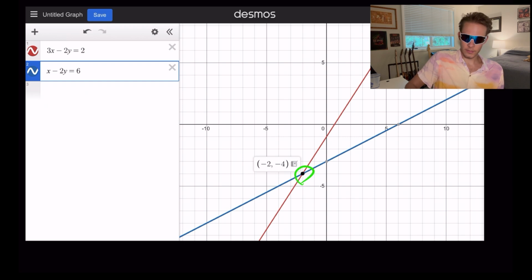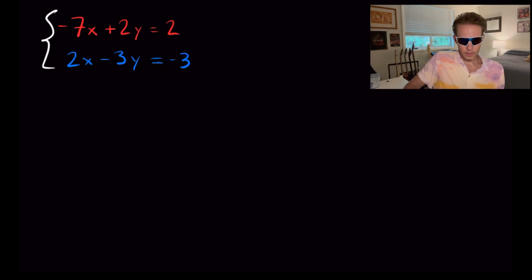And there it is in the graph, negative 2, negative 4. Okay, for this one, we're going to have to tweak both of these equations to get one of the variables to be canceled out or eliminated. And since I think we've eliminated y for the previous problem, let's eliminate x.